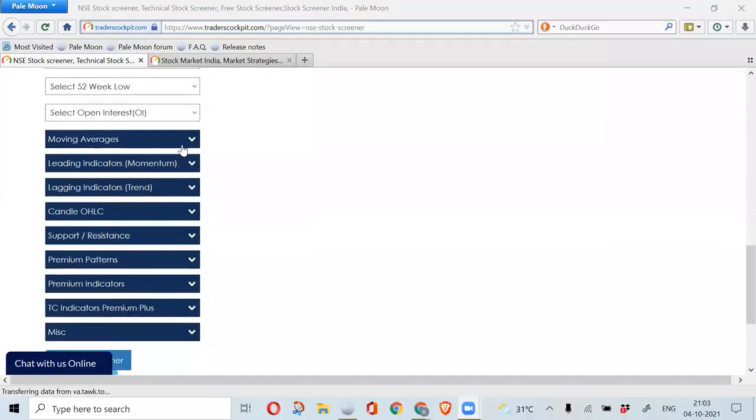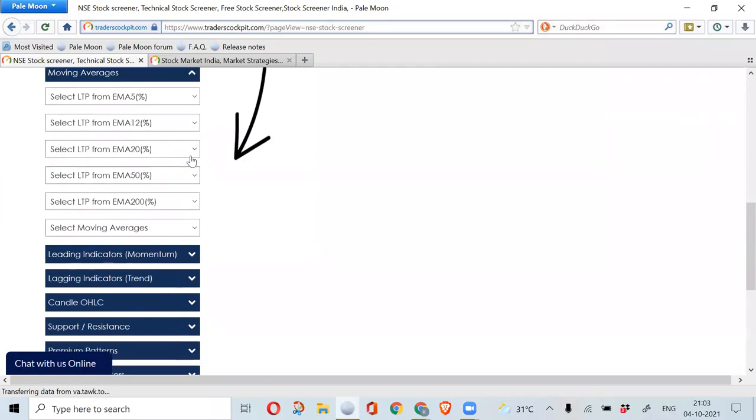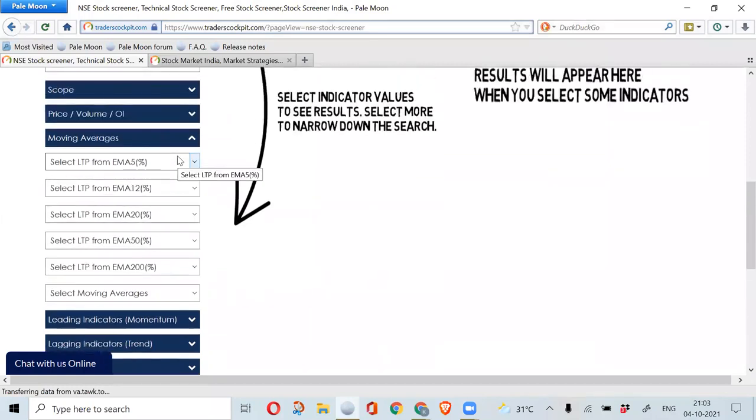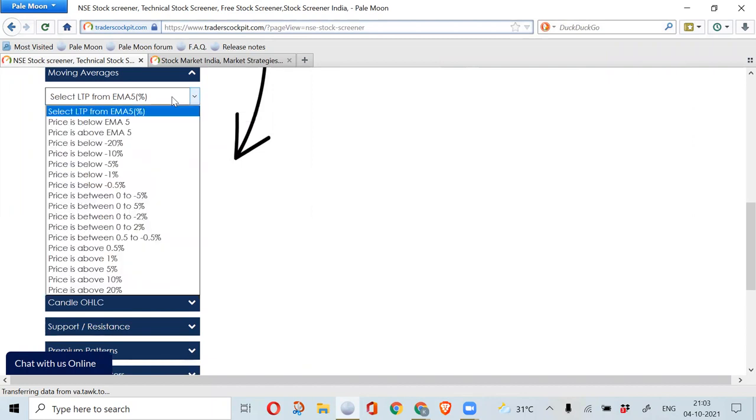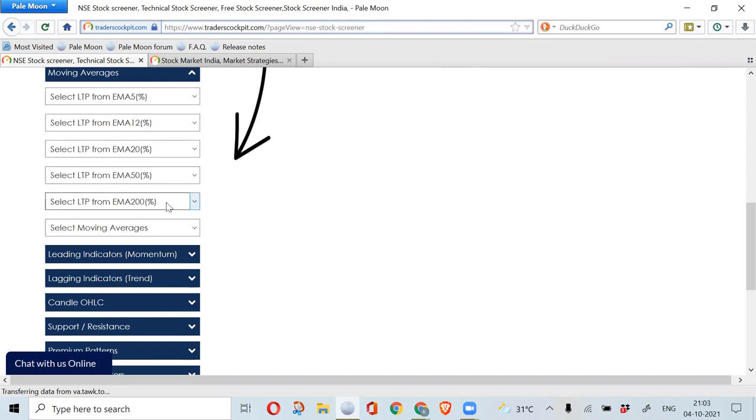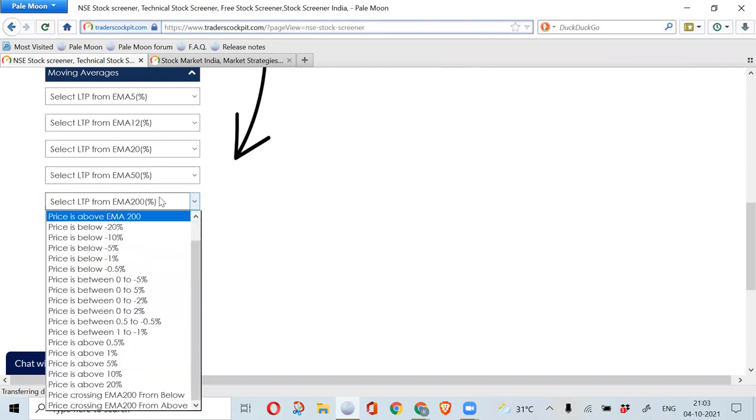And also we have here the moving average conditions. For your own convenience, you don't have to do any logical condition building or any coding. You can select the conditions directly from the drop down here, like EMA 5, EMA 12, EMA 20, 50, 200. All the conditions are pre-coded.